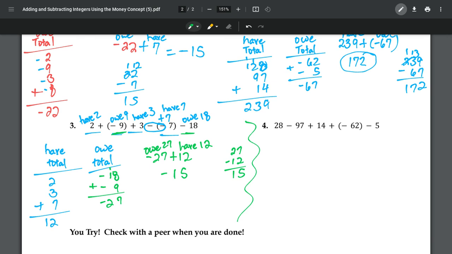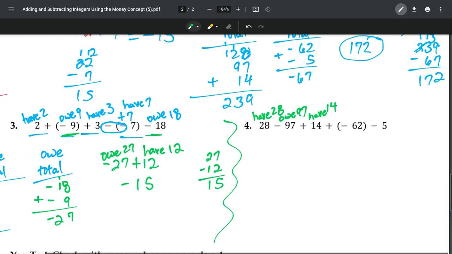All right, so here you have 28. The first number is positive. Minus 97 means you owe me 97. You have 14. Plus you owe me 62. And minus 5 means you owe me 5. So let's figure out what you have in all. What do you have total in your pocket?